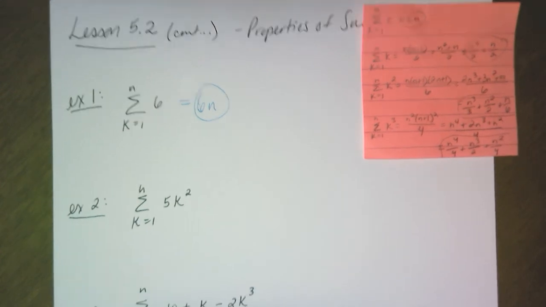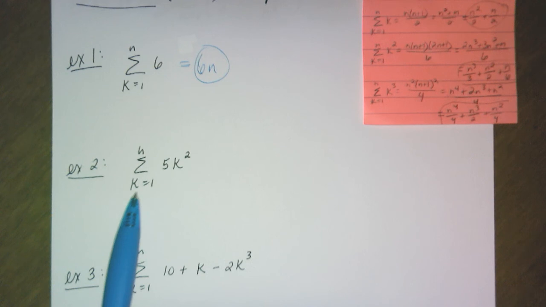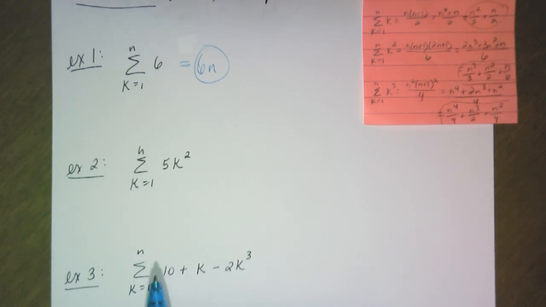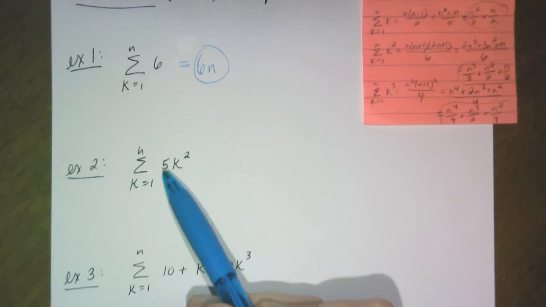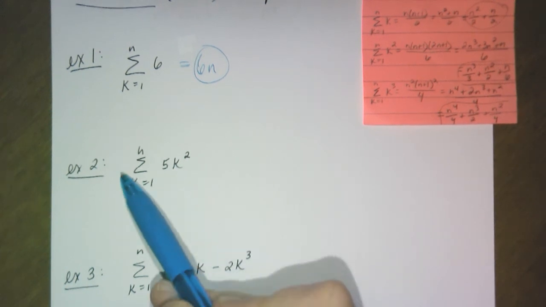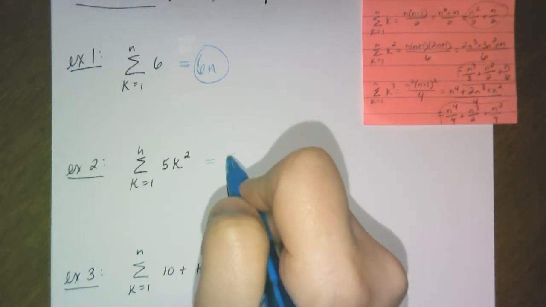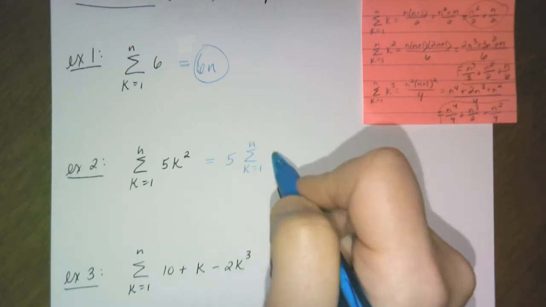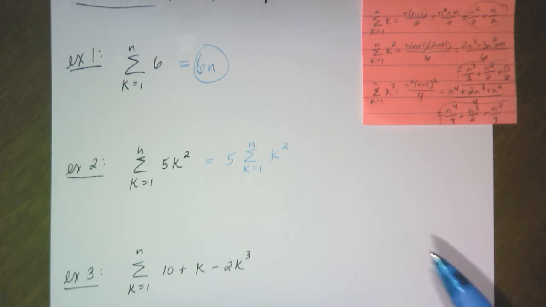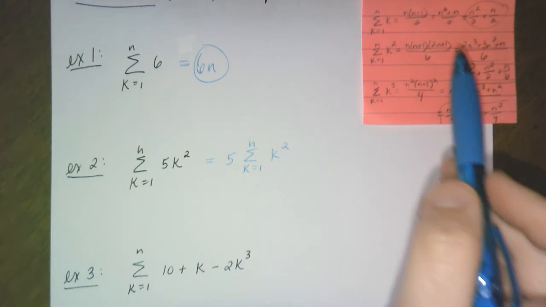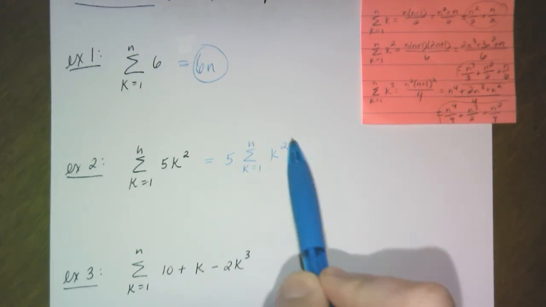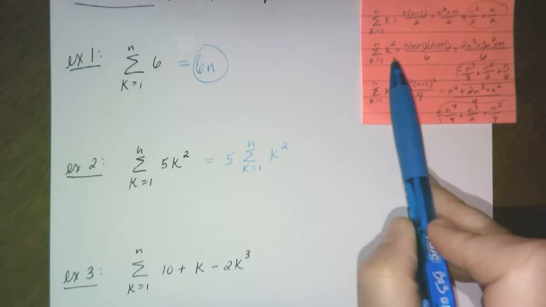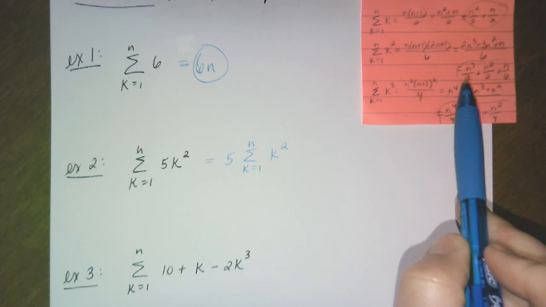All right. Now the next one is the sum of 5k squared. So let's see what we do about that. Well, remember, this 5 can actually be pulled out of the sum. So you can have 5 and then take the sum, k equals 1 to n of k squared. Now, if you look over here, there is a summation of k squared. That would be this one right here that I wrote in my little card.